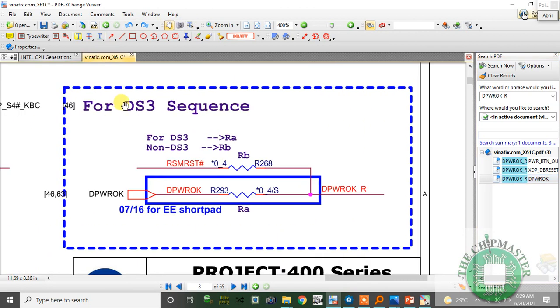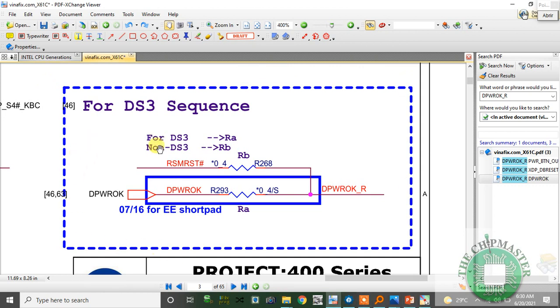It says for deep sleep 3, if it supports it, then RA is going to be installed, right? This is RB and this is RA. If there's no deep sleep, then RB will be installed, and RA will be removed. So take a look carefully, this is a very important and crucial section.